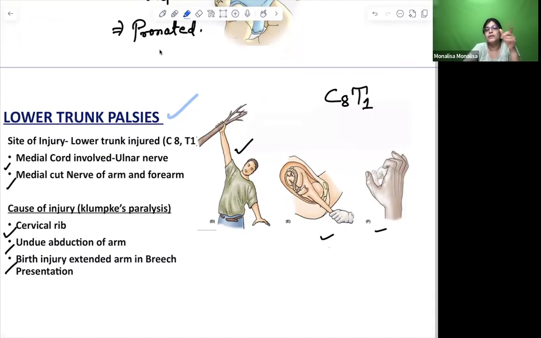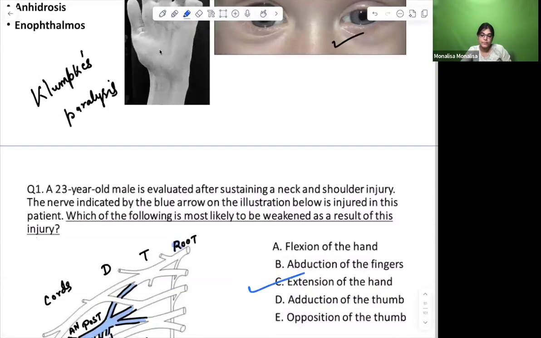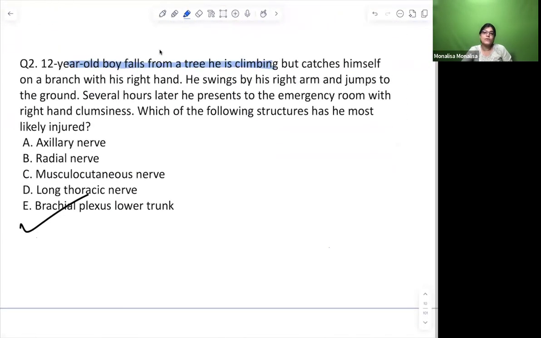Also, the other reason is cervical rib. But here also the mode of injury was that he or she wants to save himself by holding the tree, falling from a tree and catching hold of a branch of the tree. So, lower trunk brachial plexus injury is the right answer. Is it okay, everyone? Is it okay, Surya? Okay, okay, dear. Okay, Surya.